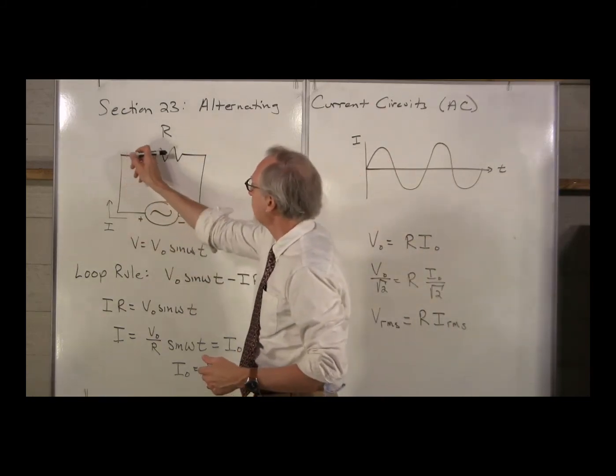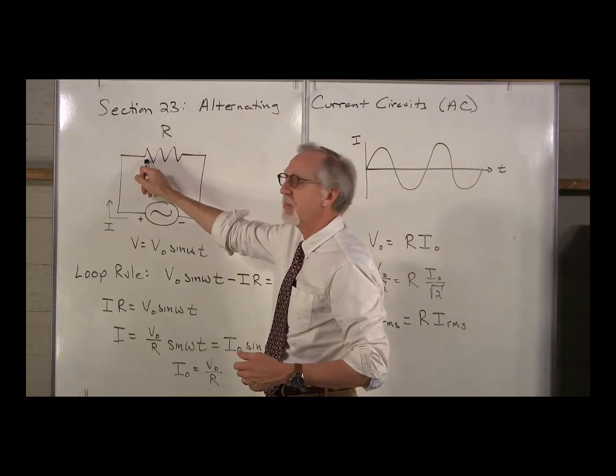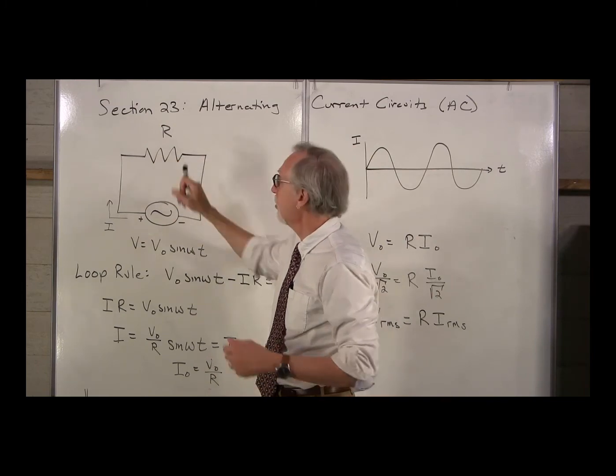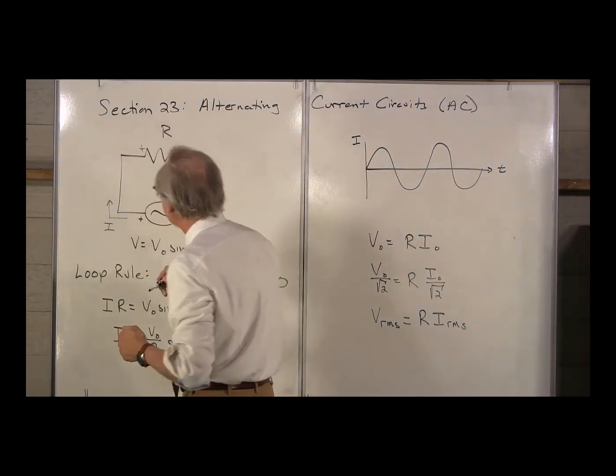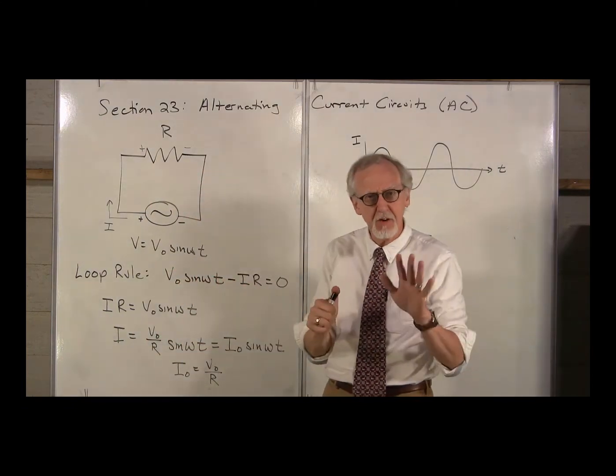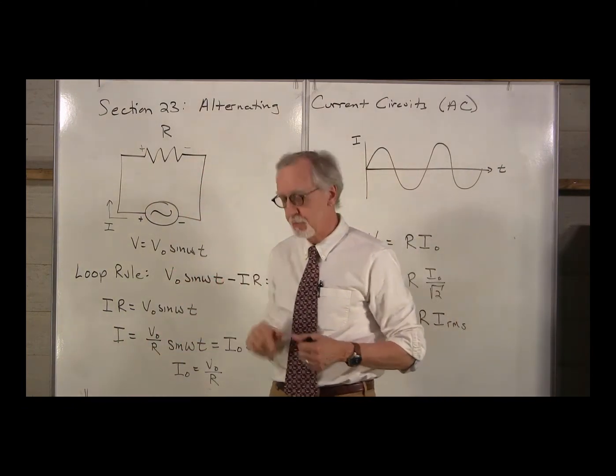That means if the current is going this way, it's going from the high side of the resistor to the low side through the resistor. So this is the high side of the resistor, that's the low side of the resistor. Okay, very good. Now let's apply the loop rule.